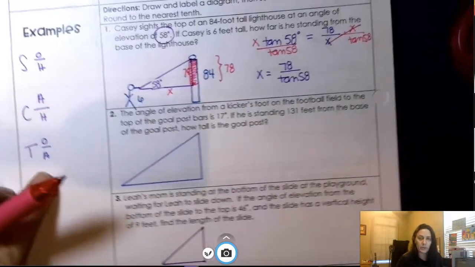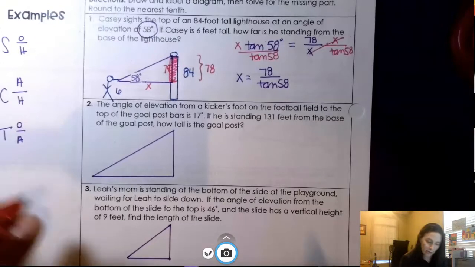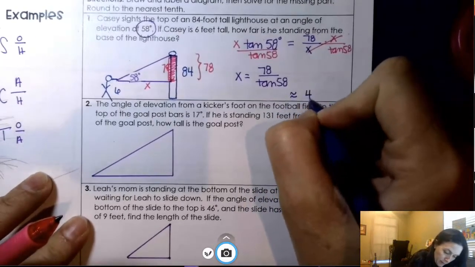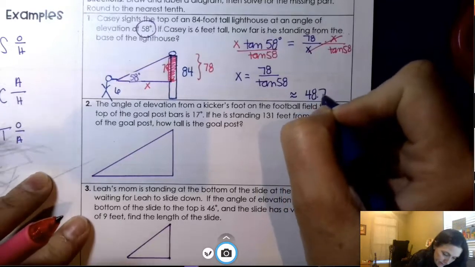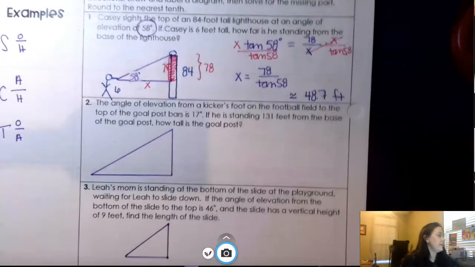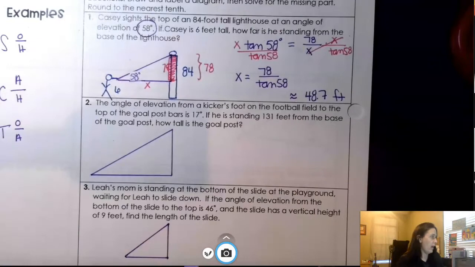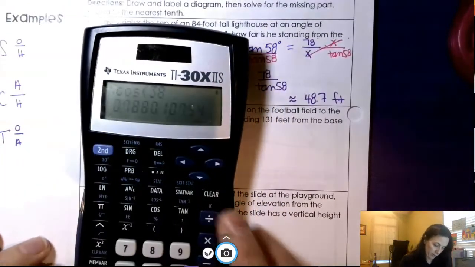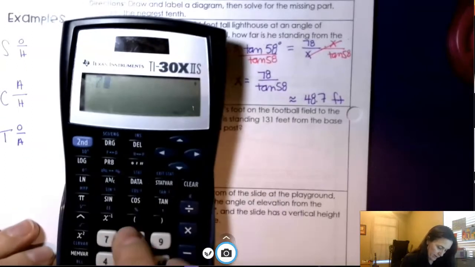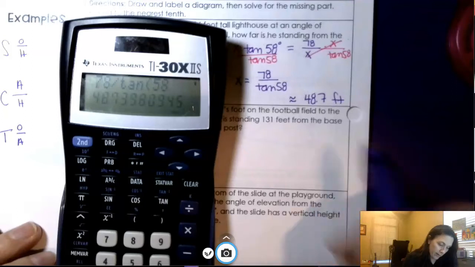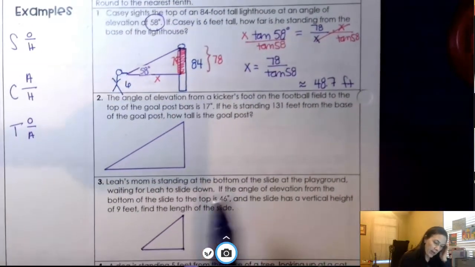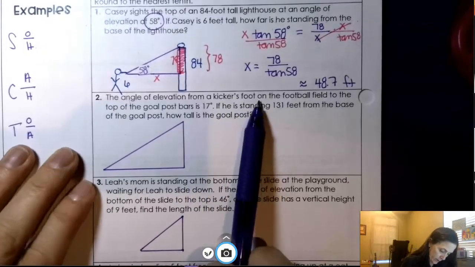That's a perfectly acceptable answer. If you want to plug it in your calculator, you should get approximately 48.7 feet. If you need help with the calculator, let me know. I have scientific, and you can use your phone as well. So 78 divided by tangent of 58, I get 48.7. There we go.